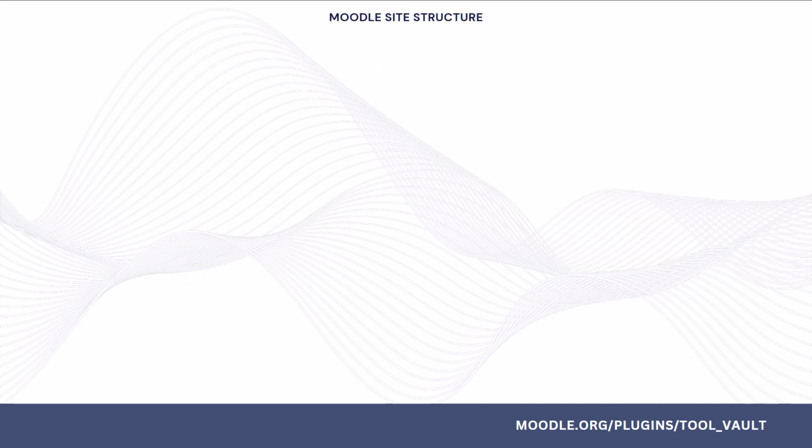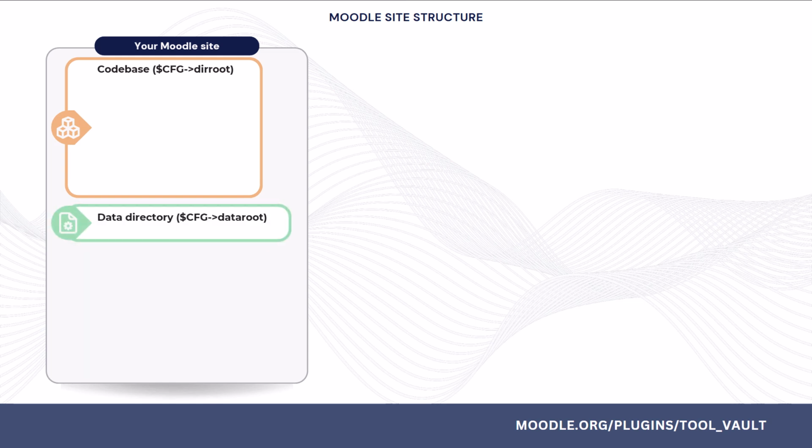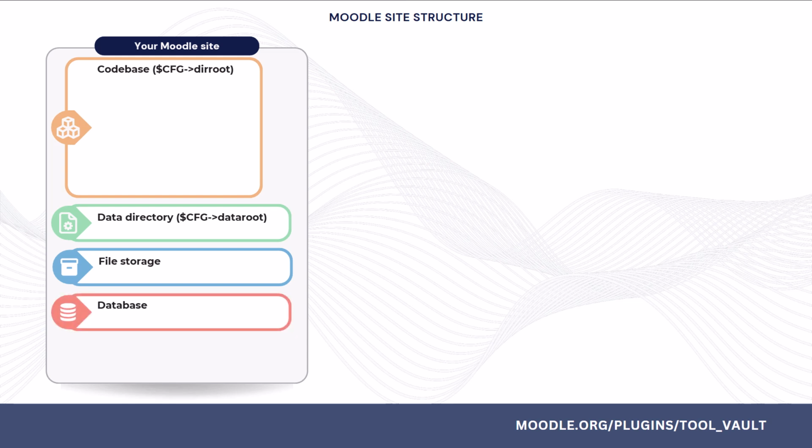Let's take a quick look at the structure of a typical Moodle site. A Moodle site is made up of several key components. The codebase, which contains all the Moodle code. The data directory, where Moodle stores things like installed language packs, the persistent cache, and some other types of data. File storage, which includes files uploaded by users and generated by Moodle. The SQL database, which holds all your Moodle data, users, courses, grades, settings, and more. And finally, there's a temporary directory.